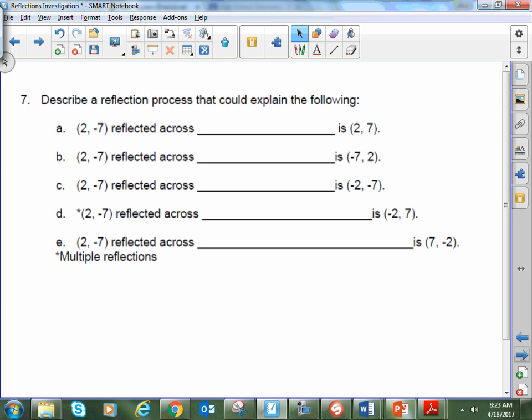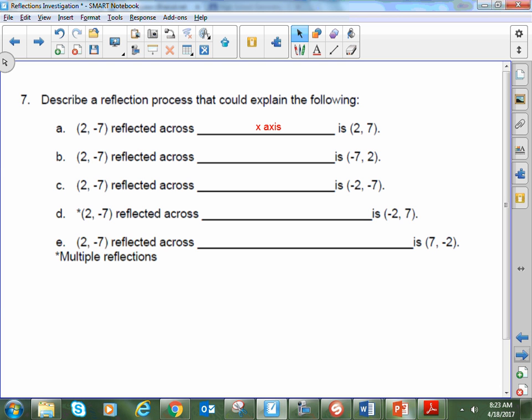And here, this is again an application process where you might be given this as a question on a quiz, a homework assignment, or a test, where you have this point and you perform this reflection, where would it wind up? Or if I tell you this is where the image is, and this is where the pre-image is, what kind of reflection or transformation did we do?